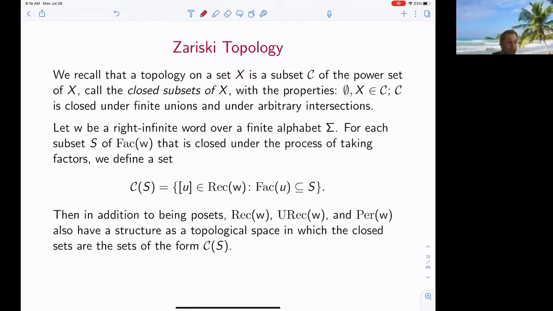It's not new, but I think it's worth pointing out that we do have a topology on these sets. So I'll just give an overview. In case people haven't taken topology for a long time, we're going to think of a topology in terms of closed sets rather than open sets. In that case, you want the empty set and your ambient set to be closed, and you want it to be closed under finite unions and arbitrary intersections.